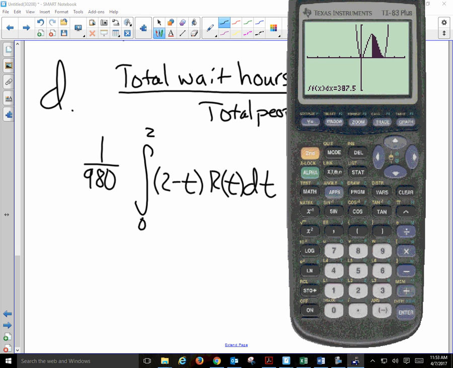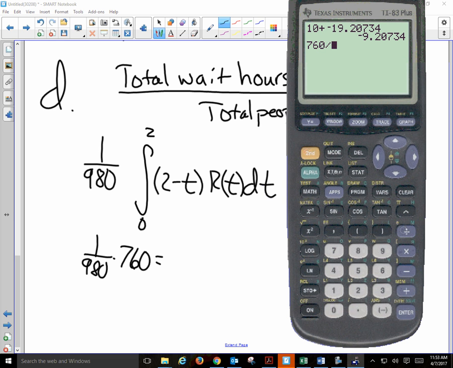Find the average wait time. I go second calculate, I do number 7. I go from 0 to 2. So I get 1 over 980 times 760. 760 divided by 980 is 0.7755 what? Hours. Okay. Hours per person.